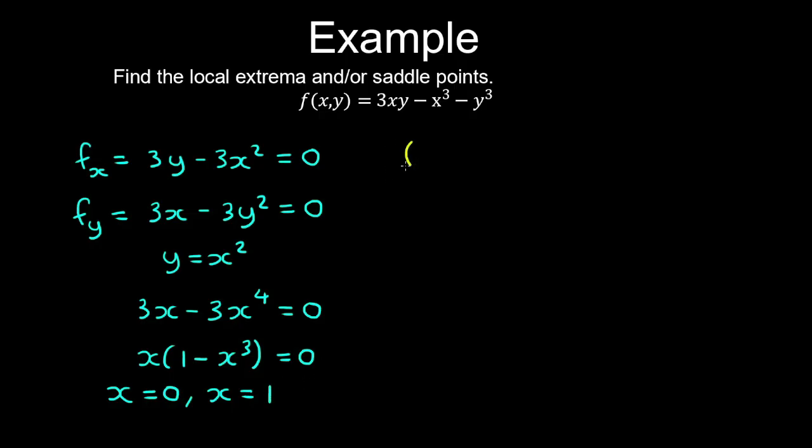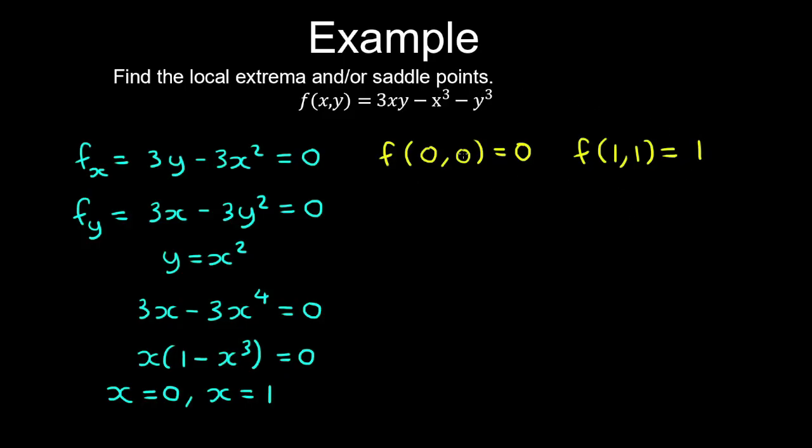So our critical point at x equals 0 has a y coordinate of 0, and the critical point at x equals 1 has a y coordinate of 1. So evaluating the function at the critical point, we get 0, and at the other critical point, we get 3 minus 1 minus 1.